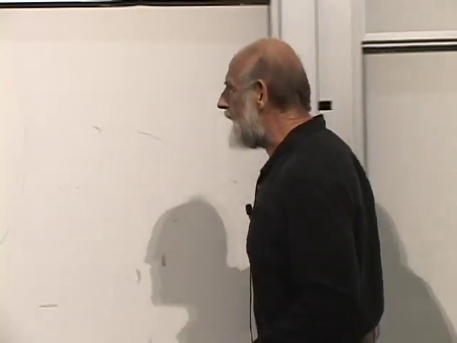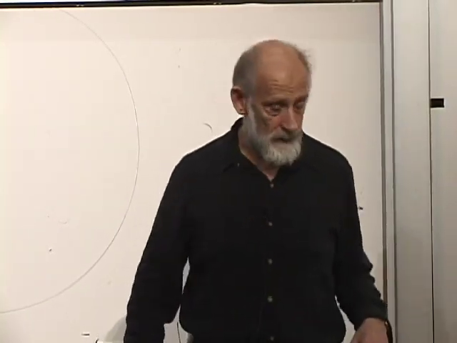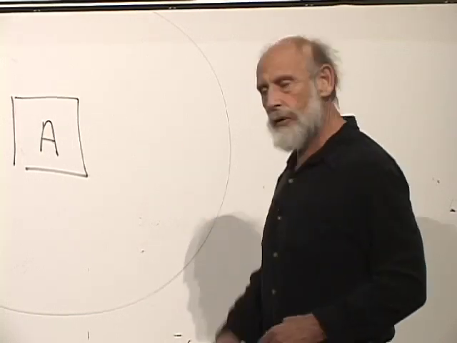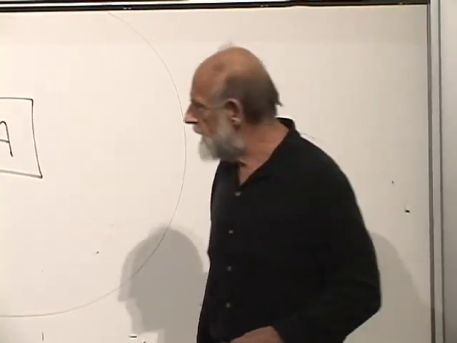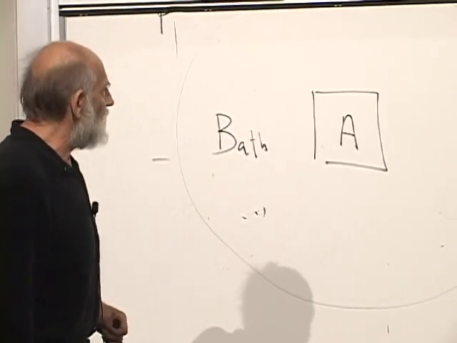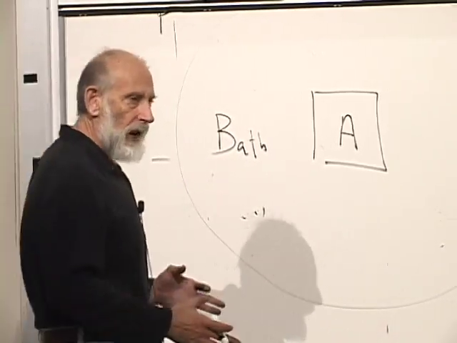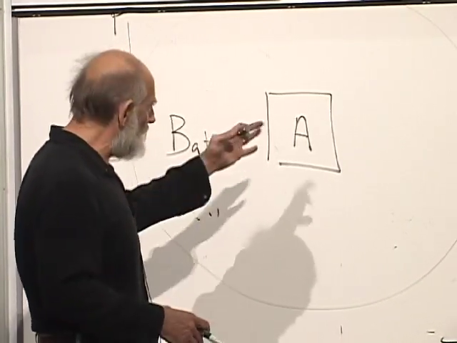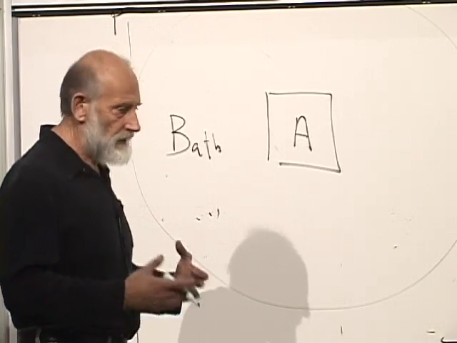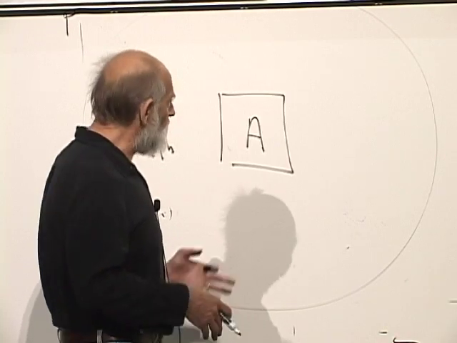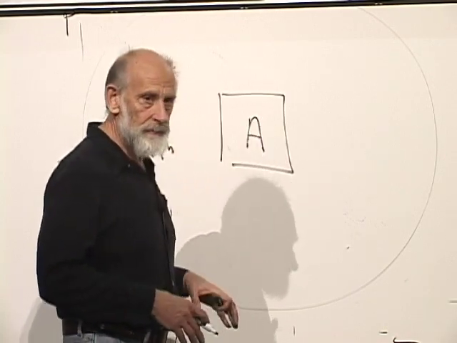Now, if the bath is big enough, basically in the limit. One other thing. The bath plus A is isolated, but neither A nor the bath themselves are isolated, but they weakly interact. Weakly interact means that the energies of interaction, whatever the interaction between A and B are, are very small compared to the energy of either A or B.